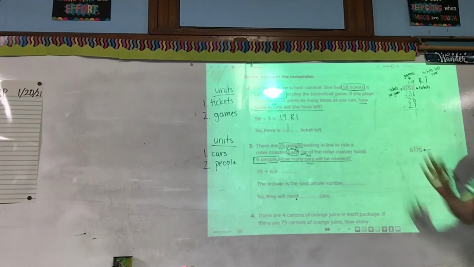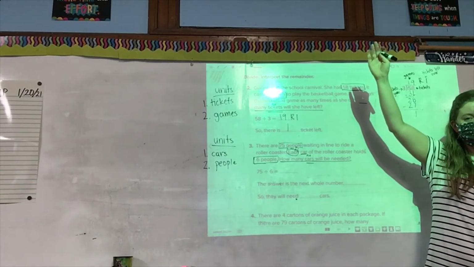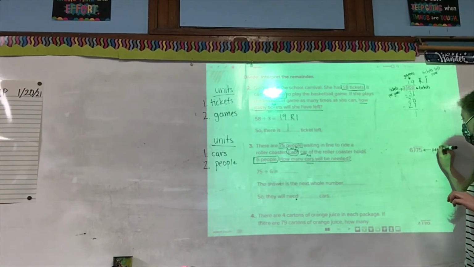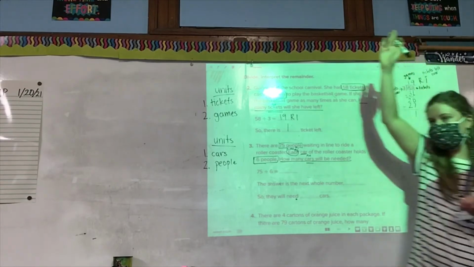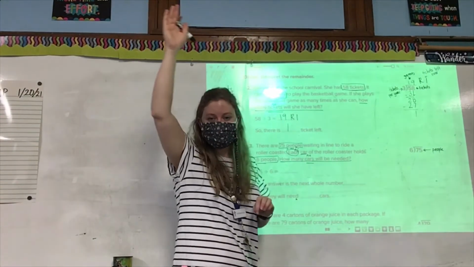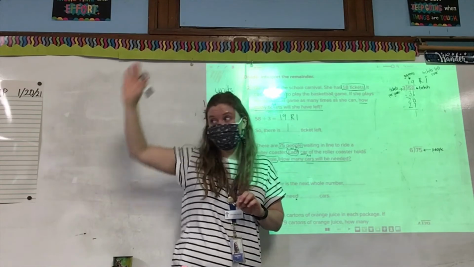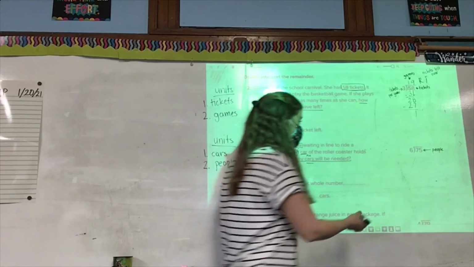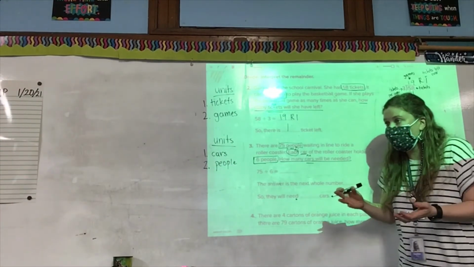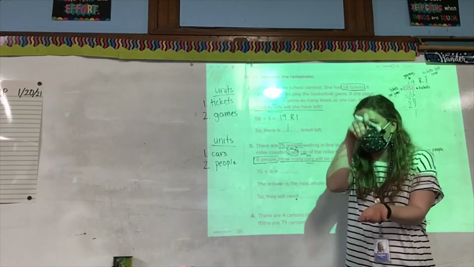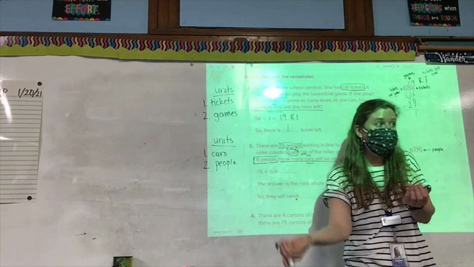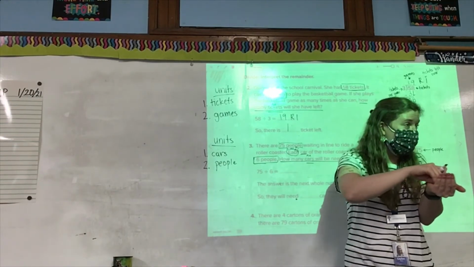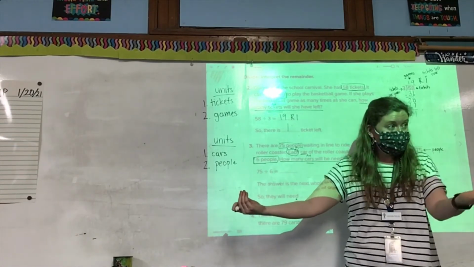75 represents what unit? Mason? People. 6 represents what? Aaron? More than that, people in each group or in each car, because we know the cars are our groups, right? We're putting things inside the cars. The items are what we put inside the group. So we're putting people inside the cars. That means people are the items, the cars are the groups.